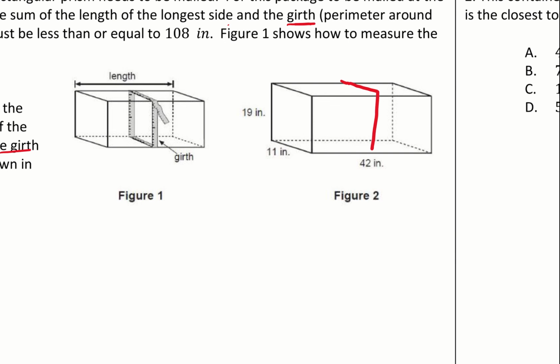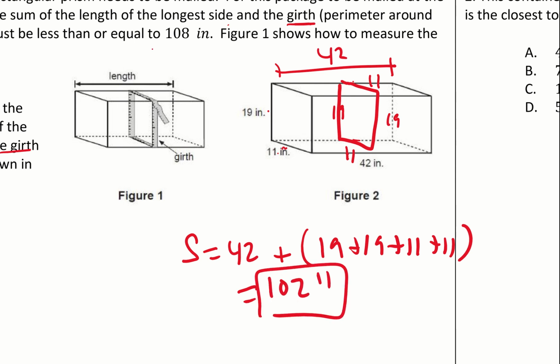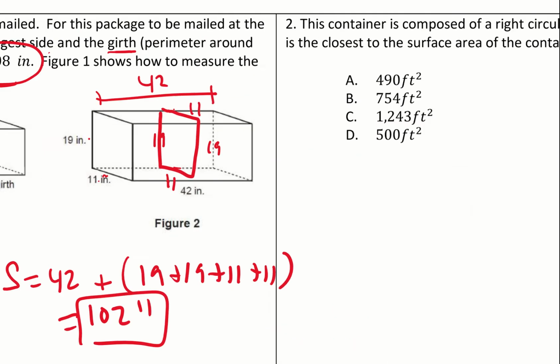So we need to figure out the girth, which is the perimeter around those 2 dimensions. The longest dimension is 42, so the sum is the 42 inches plus the girth. The girth is this perimeter, which is, this is 11, because that's 11 down here, so that's 11. This is 19, so this is 19, and this is 19. So it's going to be 42 plus 19 plus 19 plus 11 plus 11. That's all you got to do. And if you did that, you get 102 inches. So it looks like the package can be mailed because it's less than or equal to 108. It could be mailed at the standard rate.